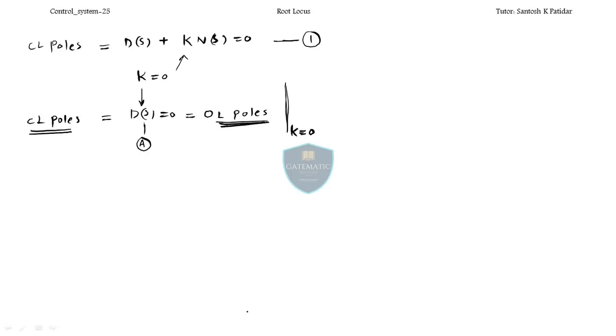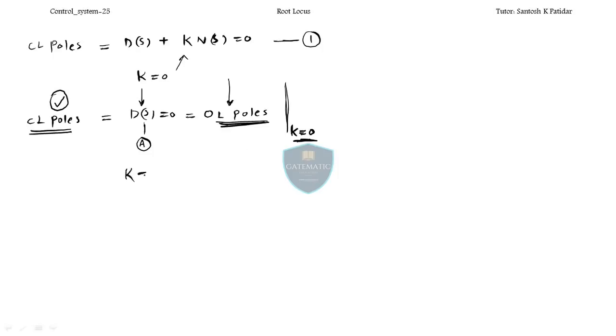Here is the relation. So what I'm going to do, I'm studying the open loop poles and zeros only, but indirectly I'm analyzing the closed loop poles. Why? Because there is a relation. At k equal to 0, the closed loop poles are equal to open loop poles, isn't it?